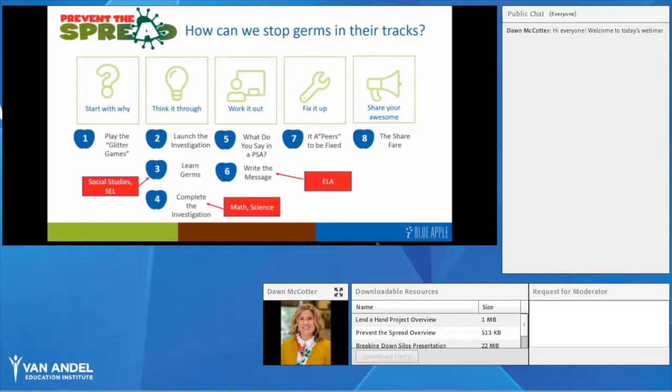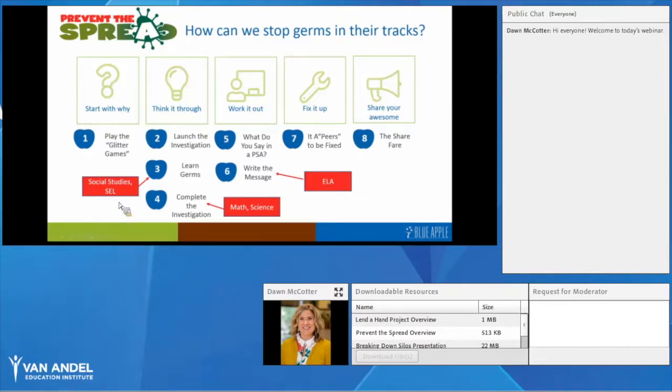In the work it out piece, they learn what a PSA is. What are the characteristics of an effective PSA? And then they begin the writing process. And again, they're collaborating. They're working together on this the entire time. And then they fix it up. They make those changes. They iterate. And then they share their awesome, whether it's to another class or to their principal or the entire school or the community. And you can see in those red boxes there, those are the different content areas that are connected in this project. So we're going to take a look at those a little bit more closely. You can see exactly how we made those connections.